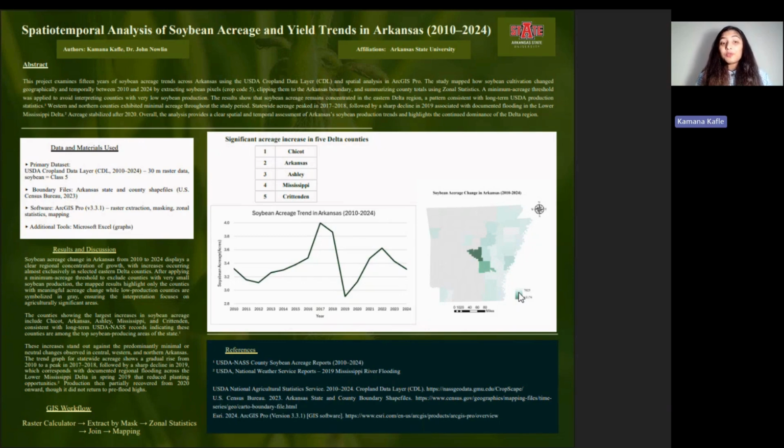In conclusion, the 15-year analysis demonstrated that soybean production in Arkansas remains dominated by a small number of high-production Delta counties. For future work, I plan to extend the project by incorporating yield and economic data values from USDA to study how acreage, yield, and market value interact in the county and state.